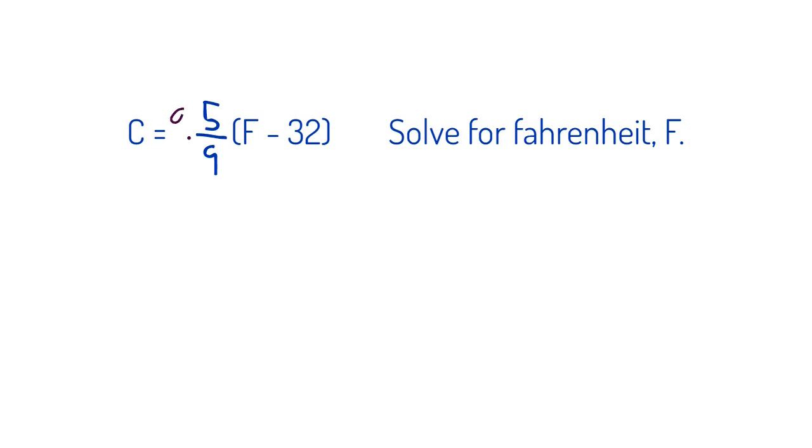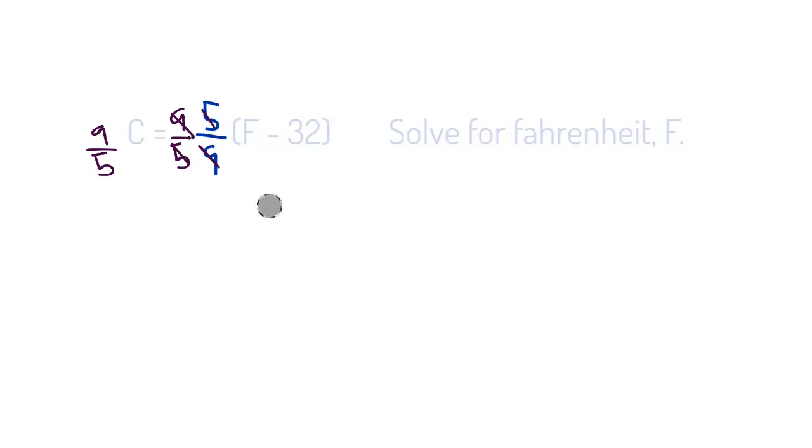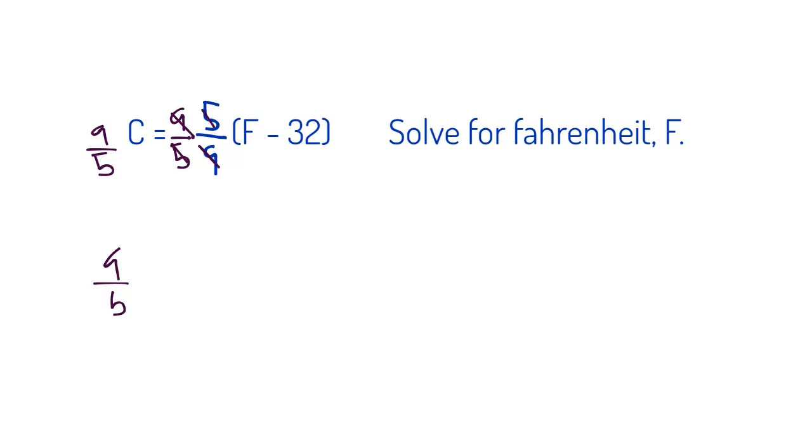The reciprocal of a fraction is just, quite literally, swap the top and the bottom. So we're going to multiply by that, and we have to do that on both sides. The reason this works is because 9 over 9 cancels to 1, and 5 over 5 also cancels, so those disappear. If I were to rewrite this equation, I would now have 9/5 times c equals f minus 32.